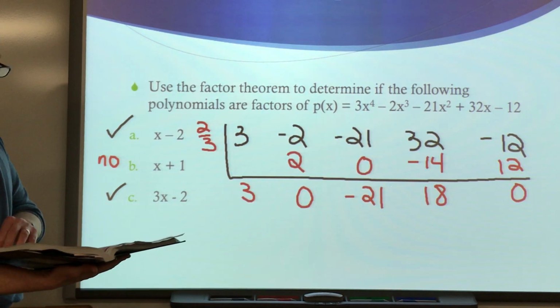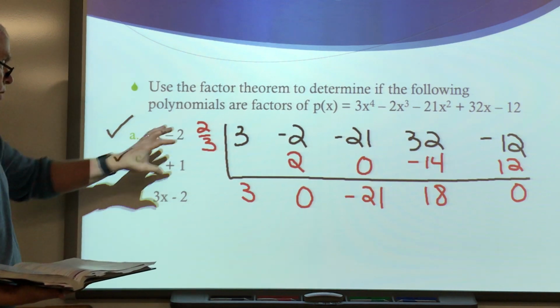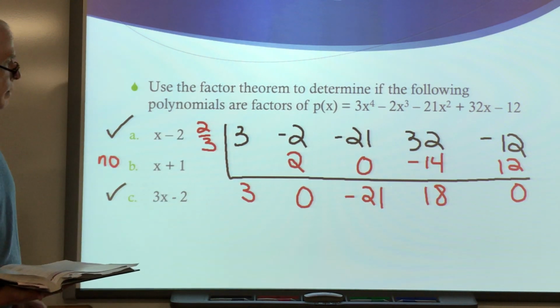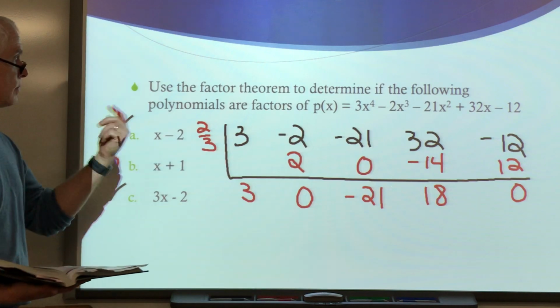If you're trying to determine if something is a factor, then go ahead and long divide, put the number that makes that 0 out in front. If you get 0 for a remainder, it's a factor.